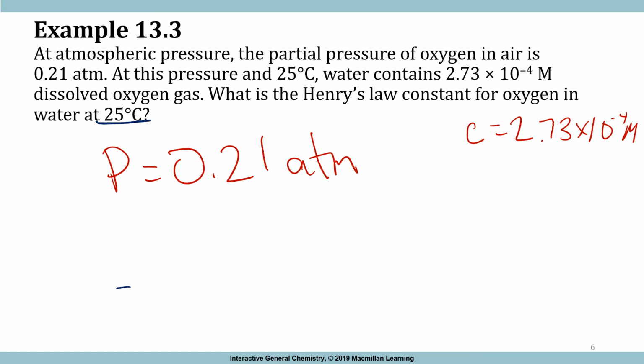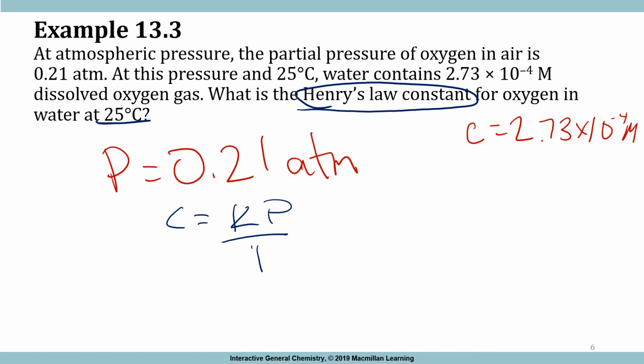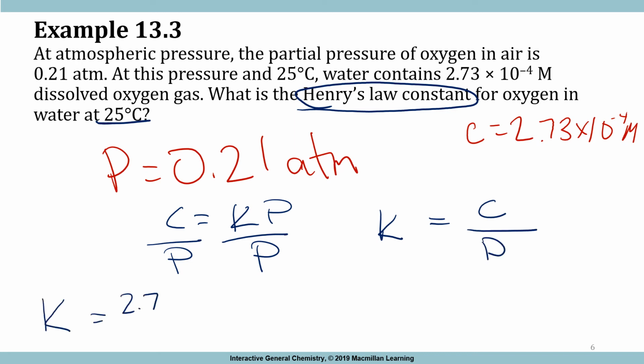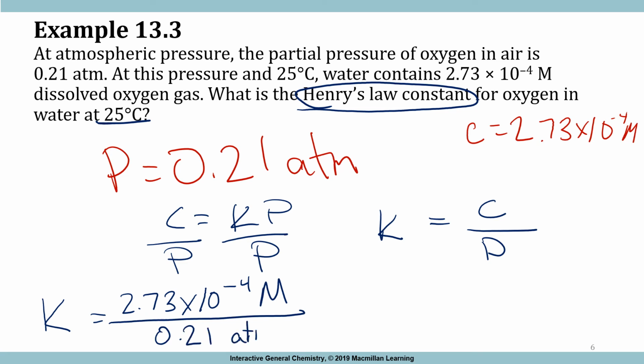All right. So if C is equal to K times P, and it's asking for the Henry's law constant, I'm going to divide by P on both sides, and I get the Henry's law constant is equal to the concentration divided by the partial pressure. So the Henry's law constant is 0.0013 molarity per atmosphere.